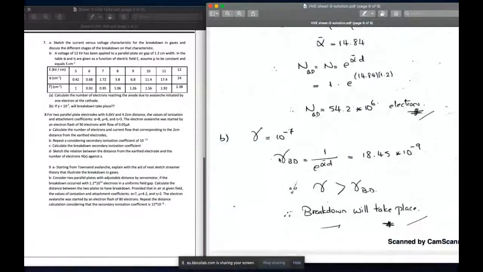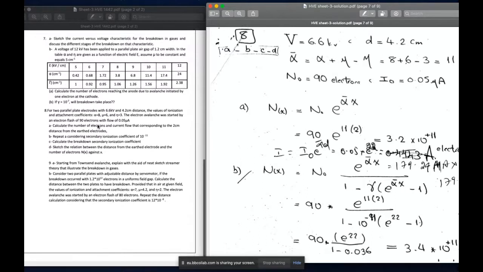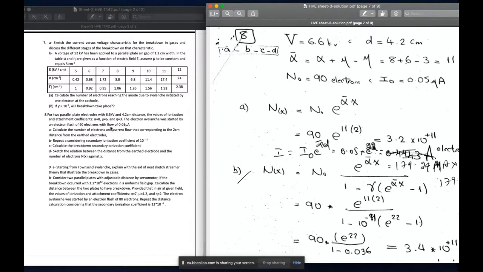Now coming to the eighth one. Here we have two parallel plate electrodes with 6.6 kV voltage applied and 4.2 centimeter distance. The values of ionization and attachment coefficients, alpha, mu, and eta are given. The electron avalanche was started by 90 electrons, so the initial number of electrons is 90 with a flow of 0.05 microampere. The current value is given.